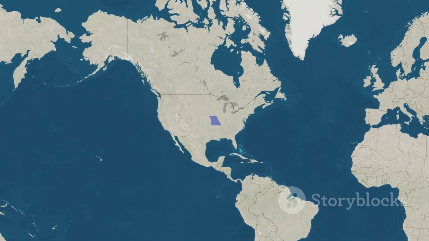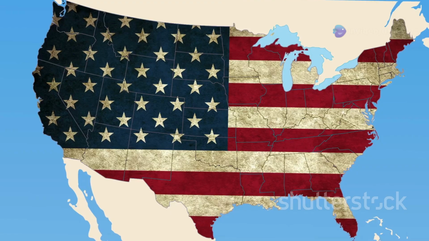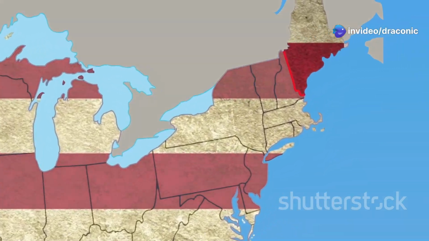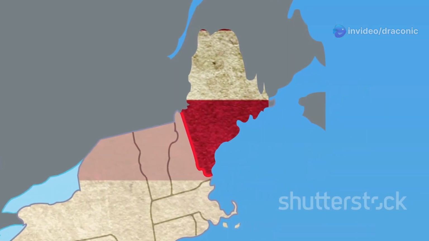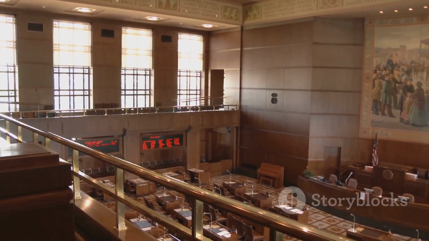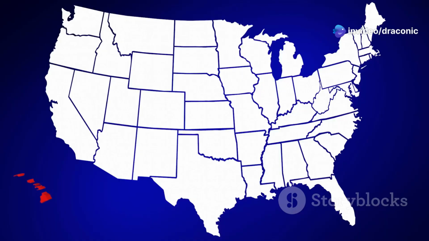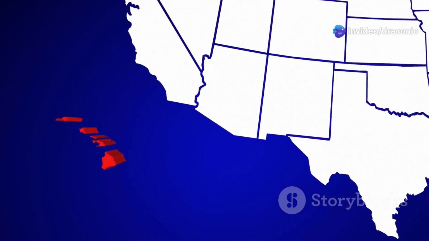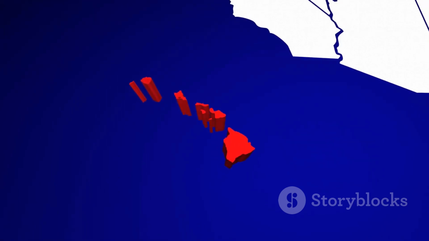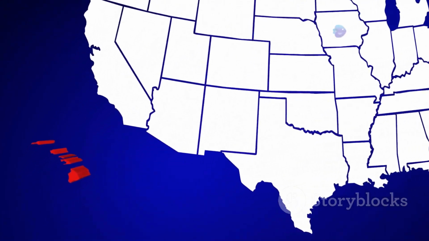The compromise allowed for the admission of Missouri as a slave state, satisfying the South's immediate demand. To appease the North and maintain the balance of power in the Senate, Maine, which had been part of Massachusetts, would be admitted as a free state. This simultaneous admission would ensure that neither side gained a numerical advantage in the Senate. Furthermore, the compromise drew a line across the remaining Louisiana Territory at latitude 36 degrees 30 minutes, prohibiting slavery north of this line, except within the boundaries of the newly admitted Missouri.